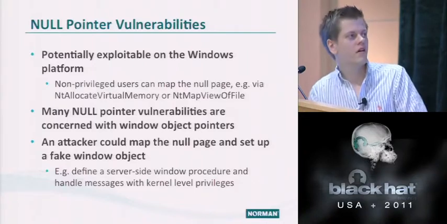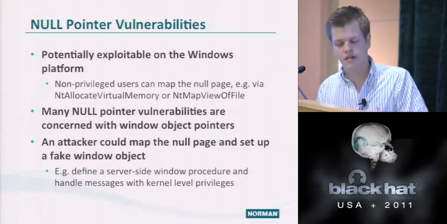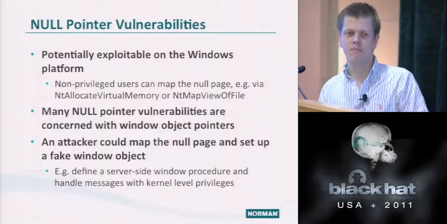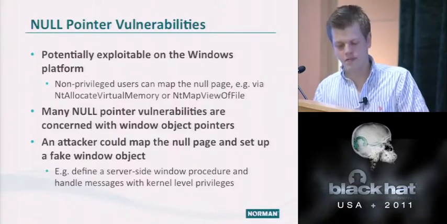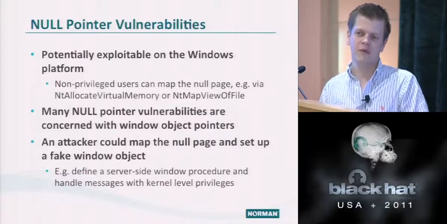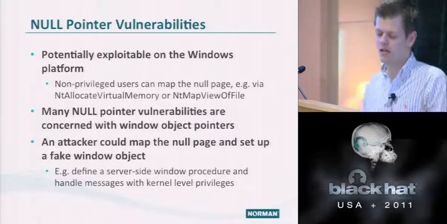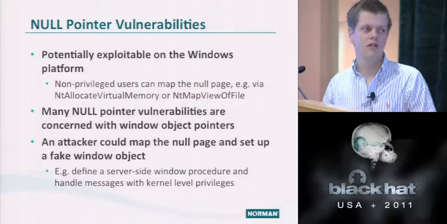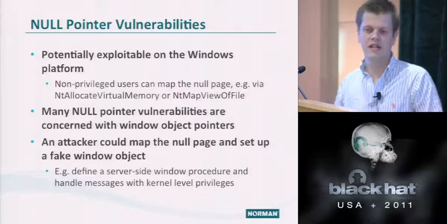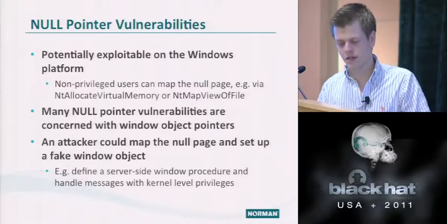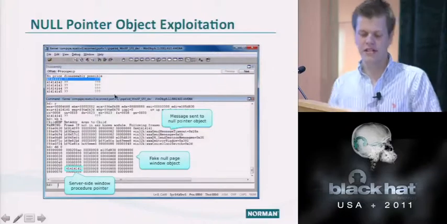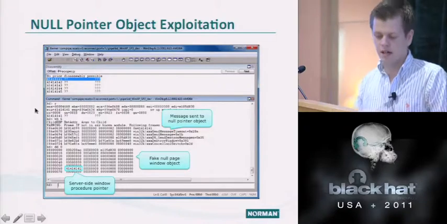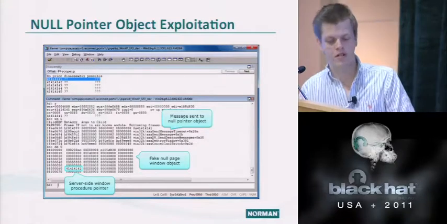Many null pointer vulnerabilities are concerned with window objects. So you could map the null page, fake the window object, and then set up a fake window procedure. If you have a flag that says the window procedure is server-side, or kernel mode, you would be able to control the procedure and execute with kernel mode privileges on any subsequent message sent to that object. So this easily shows that in doing so, you'll be able to instantly get arbitrary kernel code execution.